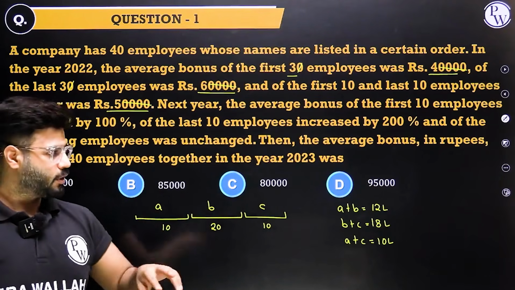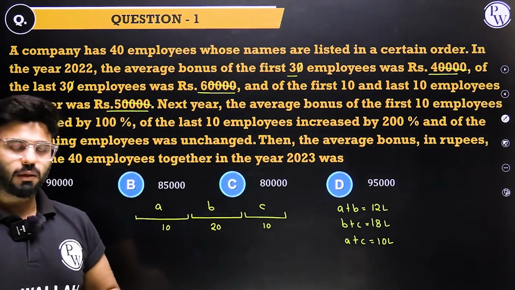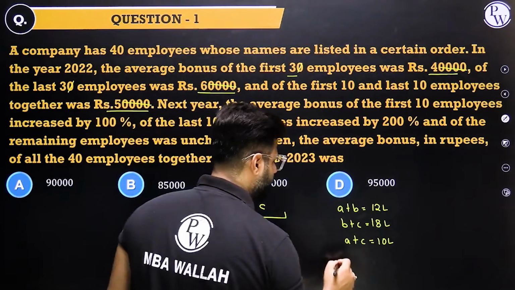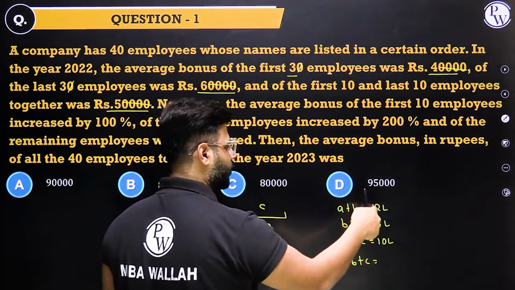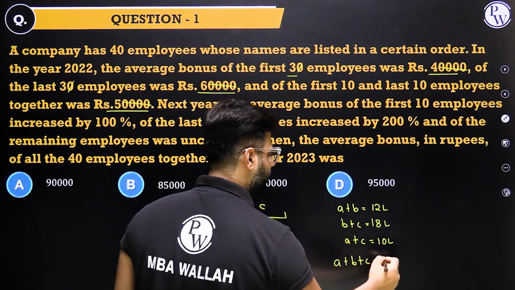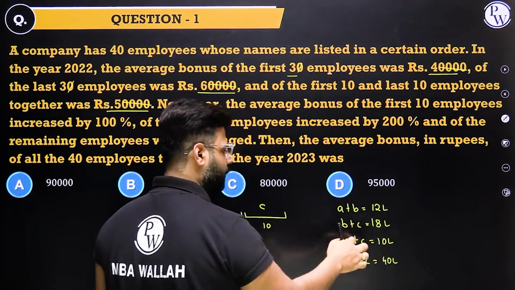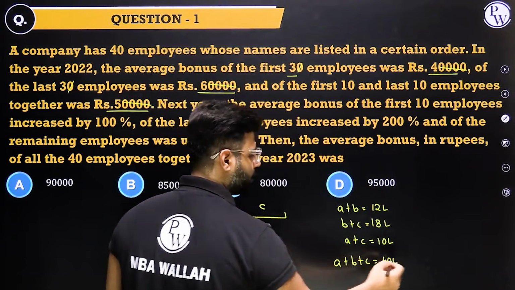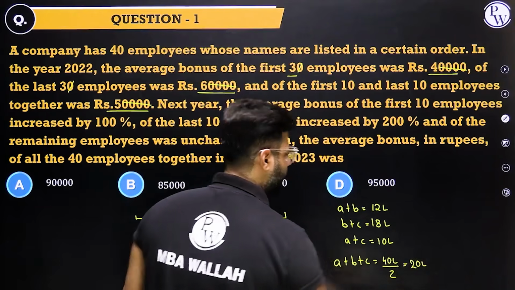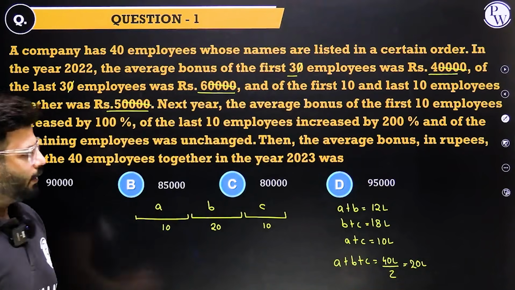Cyclic equations: A plus B given, B plus C given, A plus C given. Add all of them, divide by 2, you get A plus B plus C. If you add all of them, you get 12, 18, 30 plus 10, 40 lakh. But when you add all of them, you get 2 times A, 2 times B, 2 times C. So divide by 2, you get A plus B plus C. That's 20 lakh. That means you know everything now.